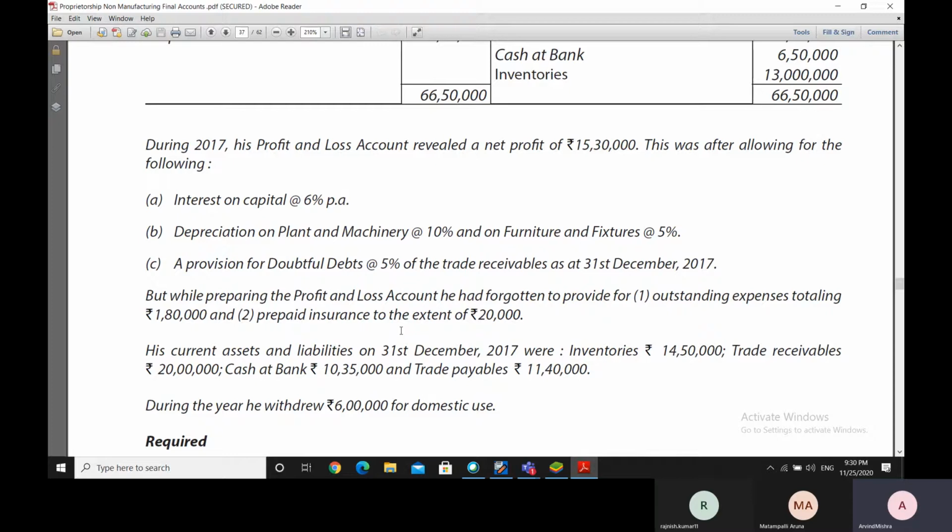And there is a prepaid insurance also that is not accounted for while preparing the profit and loss account. And the prepaid insurance is an advance, or we can say it is an insurance premium that has been paid to the extent of 20,000 rupees. So that is a sort of an asset. Outstanding expenses is a kind of a liability.